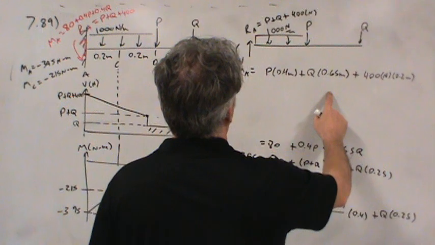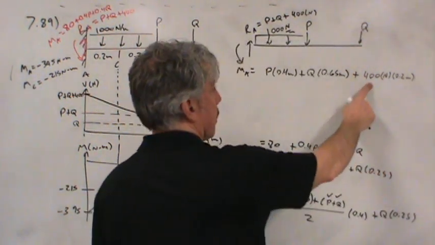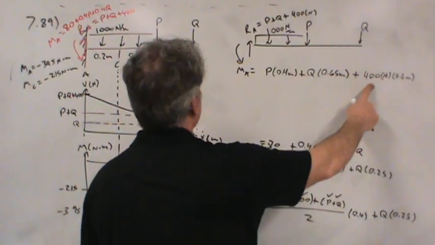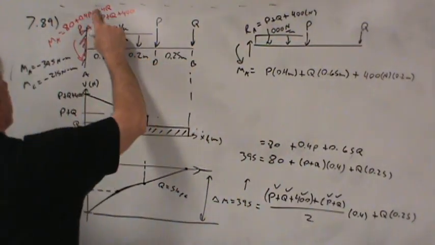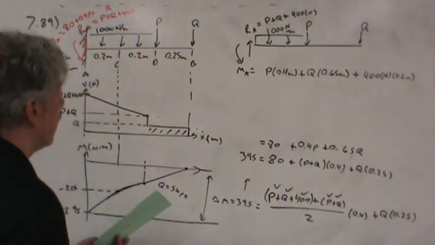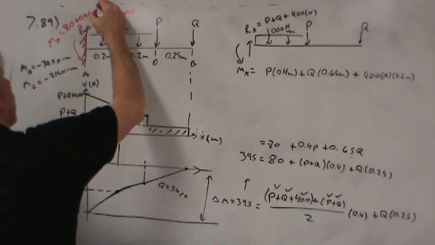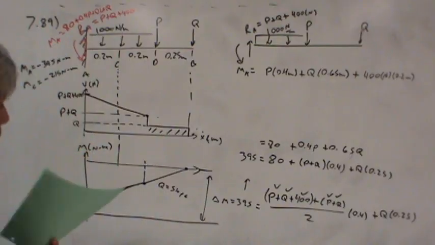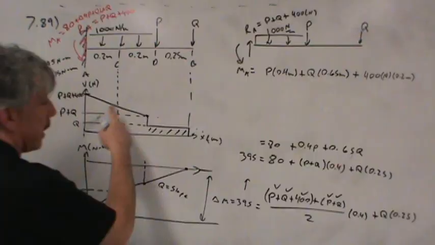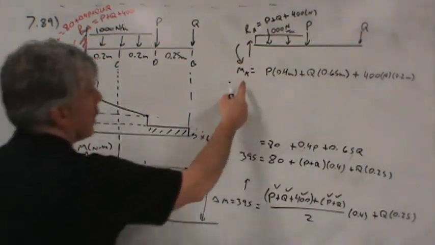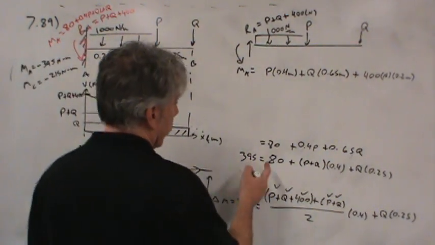I had 400 times 0.2, so 10% of 400 is 40, times 2 is 80, so that's where the 80 came from. I had 40% of P, and I should have had 65% of Q, so that's my fault, I copied it wrong. So let me try that again. In fact, this does match exactly. 65% of Q, there we go. So I really didn't need to go through all of this area addition. I could have just noted that I knew the total moment at A. Anyway, we can rearrange this just a bit.